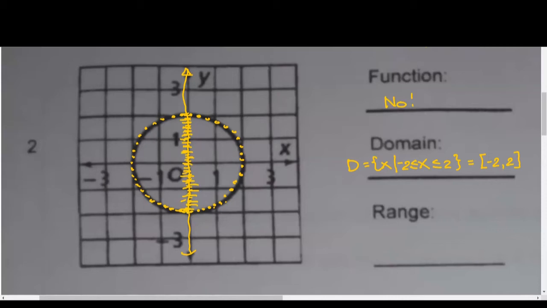So ibig sabihin, ano ba to? If we label, ito yung 0, ito yung positive 1, ito yung positive 2. Ito naman, nandito ang negative 1, nandito ang negative 2. So yung range is the set of values of y from negative 2 to positive 2. Alright? So let's write here. The range is the set of values of y such that y is in this interval from negative 2 to 2. In interval notation, we have this.